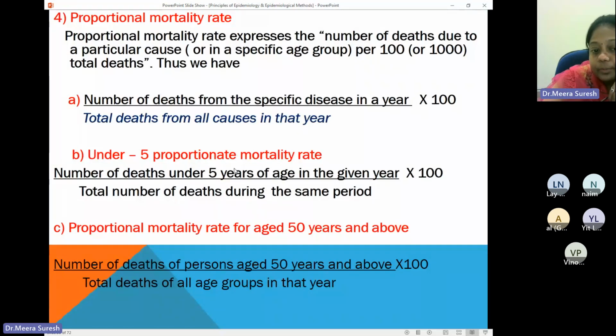Likewise, under 5 proportionate mortality rate is also the number of deaths occurring under 5 years, divided by, we are not taking the mid-year population, but the total number of deaths during the same period. Out of those deaths, we are going to find out the proportion of under 5. Then of people above 50 years, we also say number of deaths of persons aged 50 years and above divided by total deaths, multiplied by 100 or 1000.